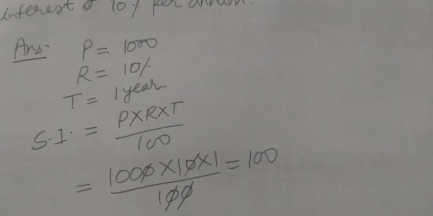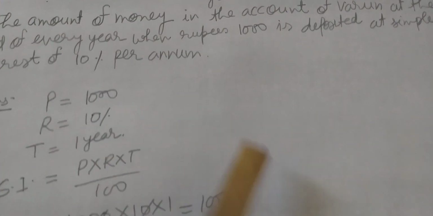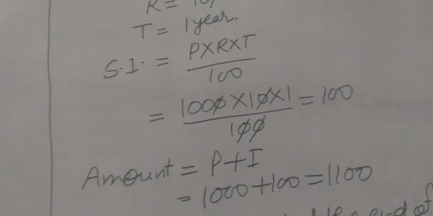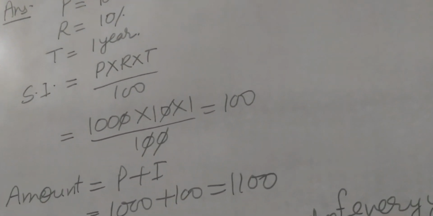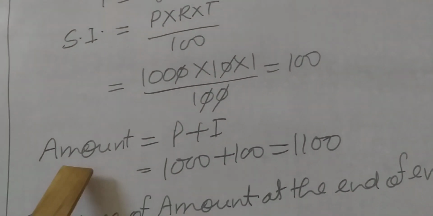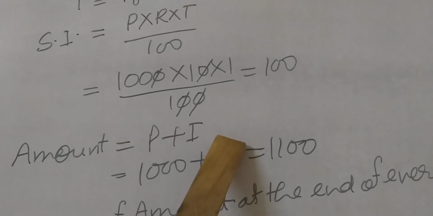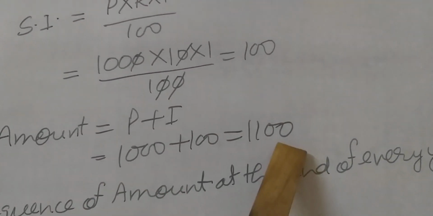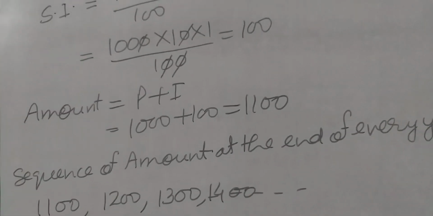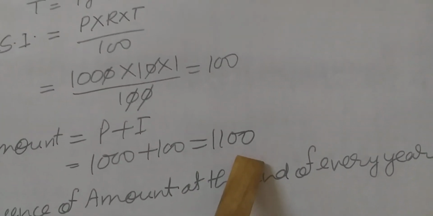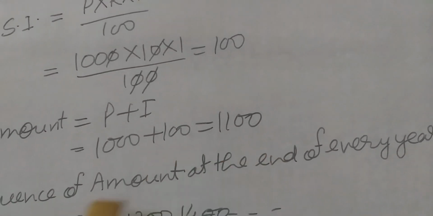Students, you remember that simple interest is always same. For first year it is ₹100. For second year also it is ₹100. For third year also it is ₹100 because it is simple interest. Okay, so let us find the amount. Principal plus interest. Principal 1,000, interest is ₹100. So add both of them, 1,100. So after 1 year, amount in the account, students, is 1,100.